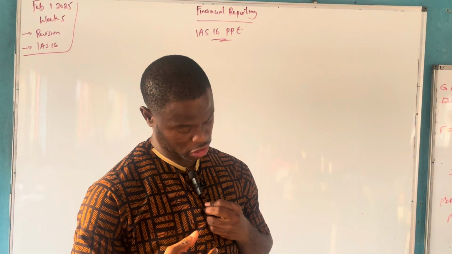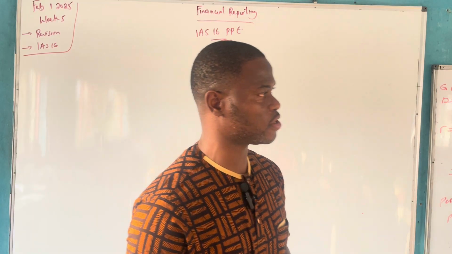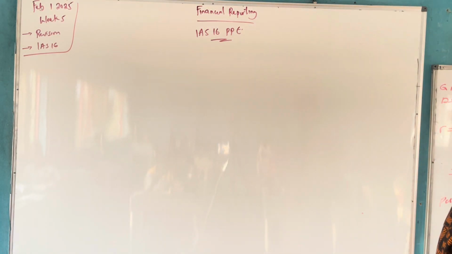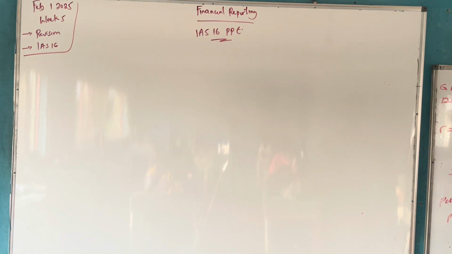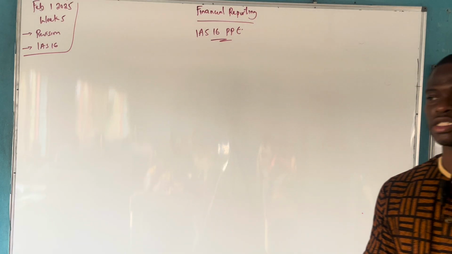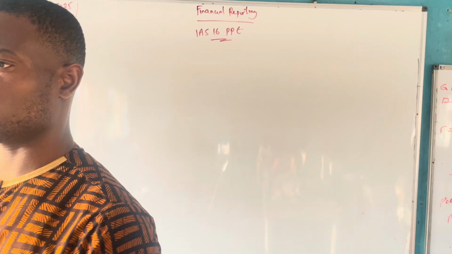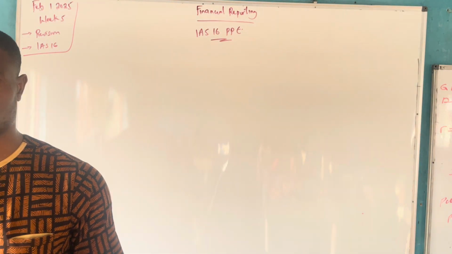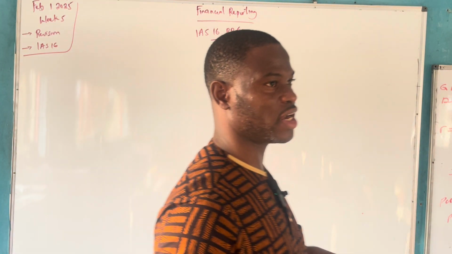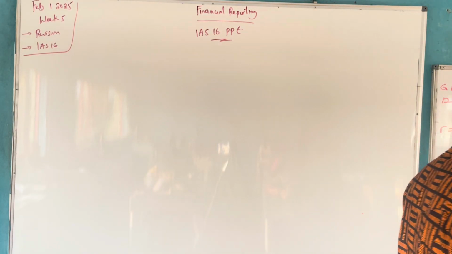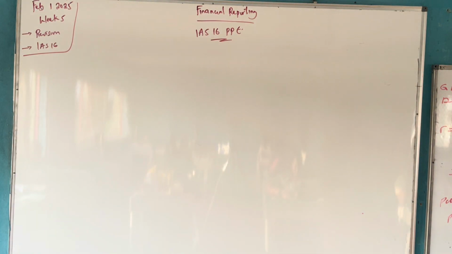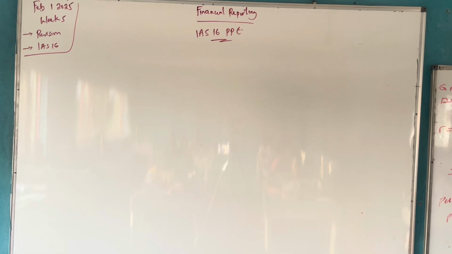And when we look at that definition, we saw that PPE is any tangible item that is held for use in the production or supply of goods or services, rentals to others, and for administrative purposes, and it must be held for more than 1 year. We analyzed that definition and we made you understand that for any item to be PPE, it must be a tangible item and it must be held for use. We explained all of that last week.